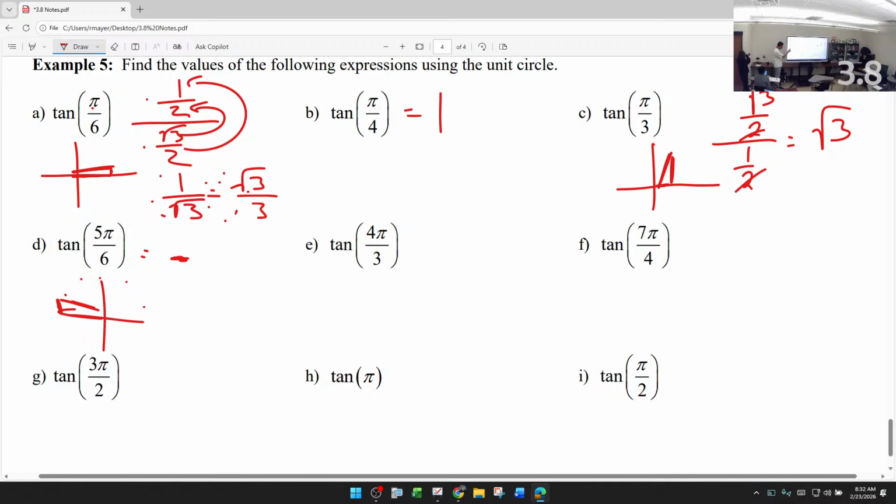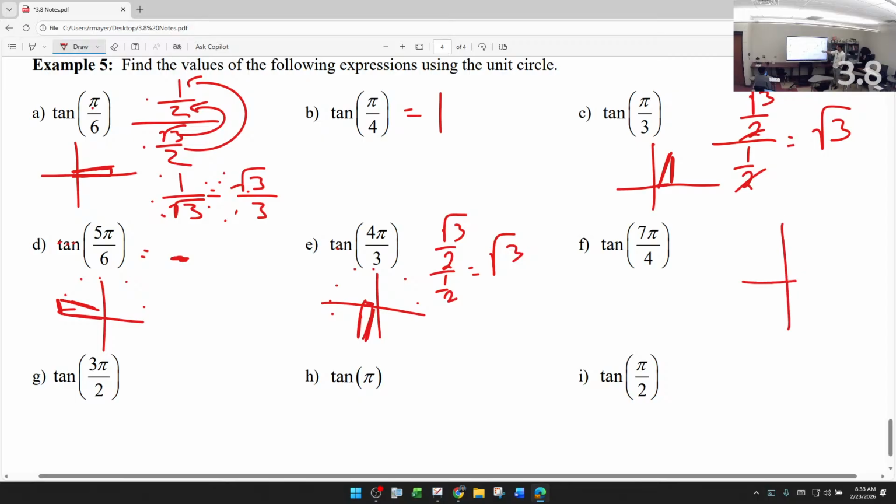Quadrant 2, tangent's negative. 4 pi over 3: 1 sixth, 2 sixths, 3 sixths, 4, 5, 6, 7, 8. Positive. Sine is the long one, cosine is the short one. Positive.